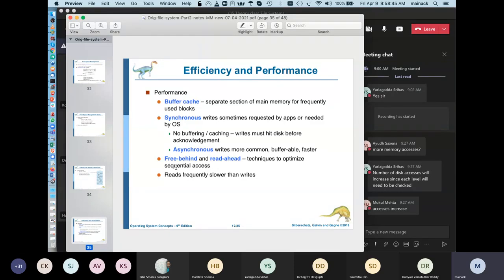Okay, with this, our operating system class comes to an end. Thanks a lot for joining the class and for the lively discussion. Any questions? I know that we have like 2 minutes left, but this is the end of the file system. Are there any questions?